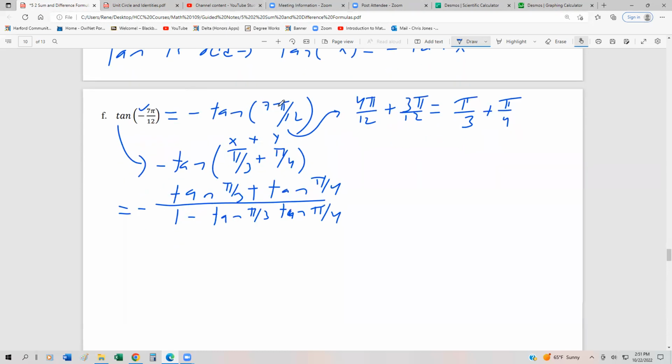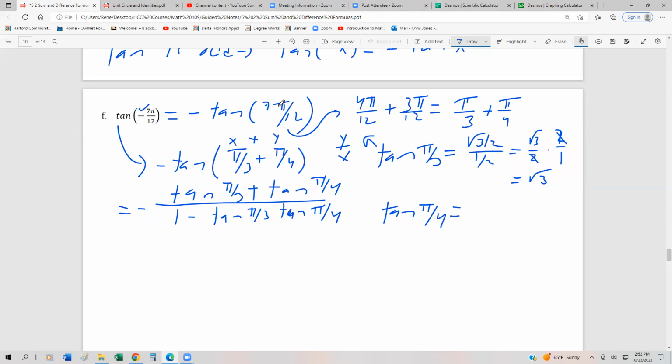So now we just need to evaluate what tan of pi thirds and tan of pi fourths is. Well, tan of pi thirds, remember the tangent in the unit circle is y divided by x, and the y coordinate is going to be root 3 over 2. The x coordinate is going to be 1/2. This becomes root 3 over 2 times 2 over 1 by multiplying by the reciprocal, or that's the square root of 3. Tangent of pi fourths, y over x, is going to be root 2 over 2 divided by root 2 over 2, which is 1. These are the values that we're going to substitute back in right here.